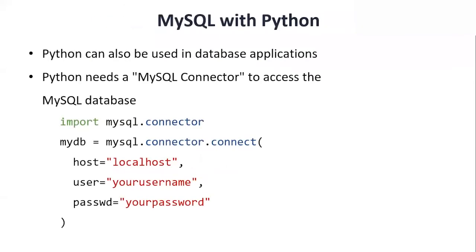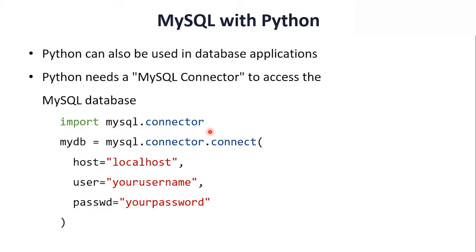Since we are interested in Python specifically, let's see how we can use MySQL with a Python program. Python also needs a MySQL connector to access a MySQL database, and that is available as a separate library. We can simply install that by using the command pip install mysql-connector-python. And once we have installed that MySQL library, we can import it just like any other library.